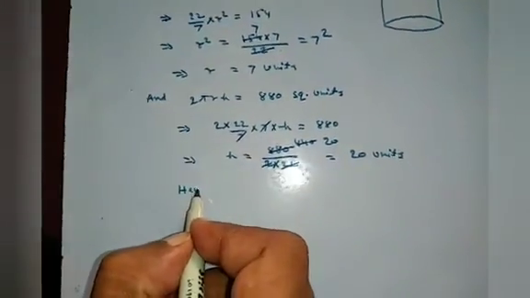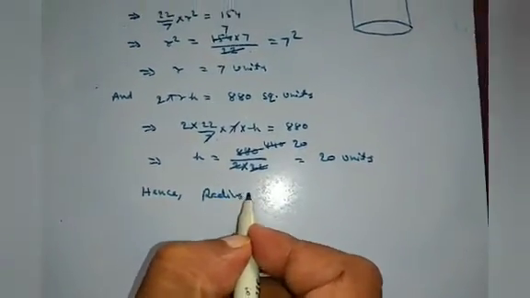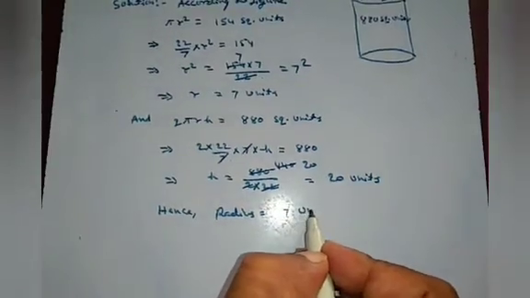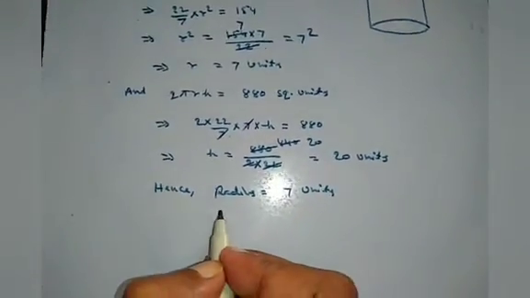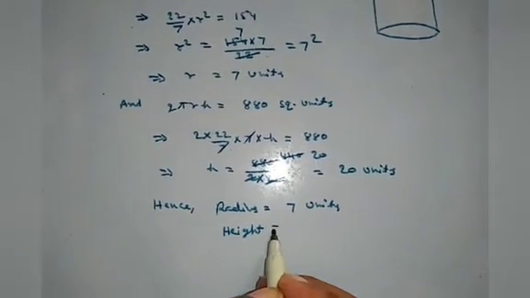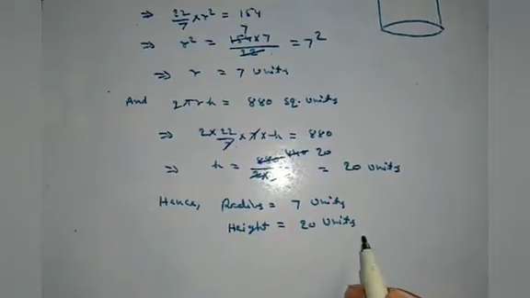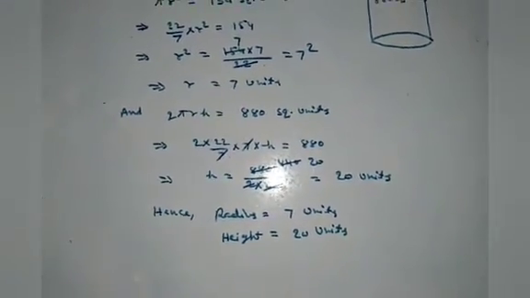Hence radius equal to 7 units and height equal to 20 units. These are our answers.